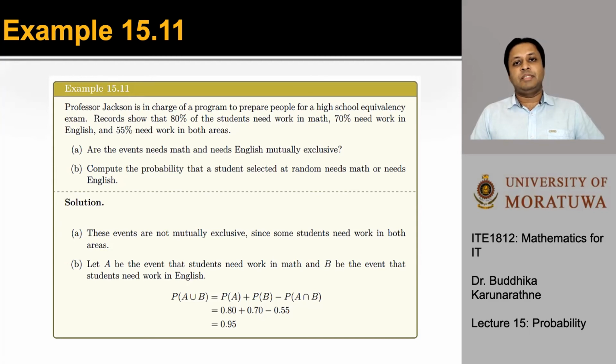You have the values separately for these. Probability of A is 0.8, probability of B is 0.7, and probability of A intersection B is 0.55. When you do the simplification, you get P(A union B) equal to 0.95. So when a student is selected at random, the chance of he or she needing math or English is 0.95, or 95%.